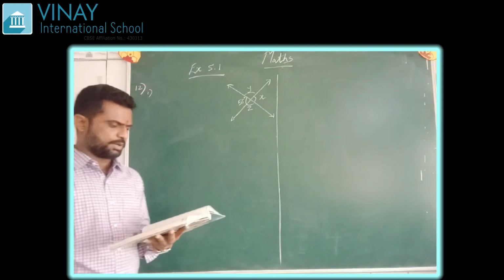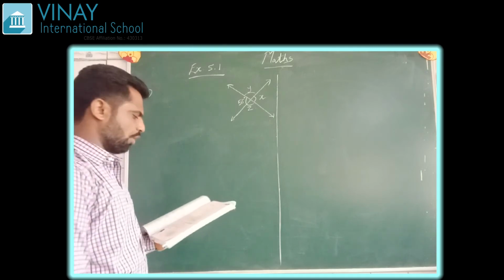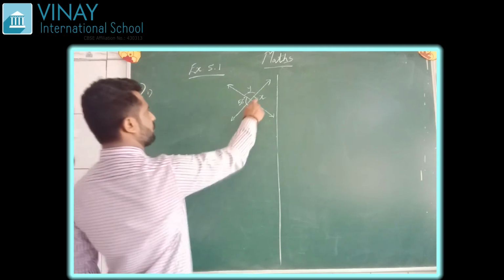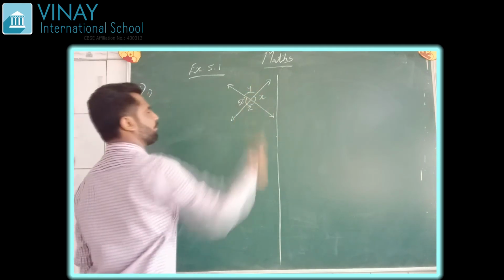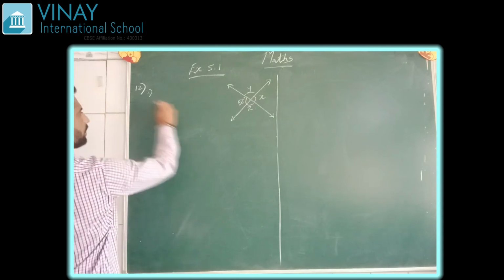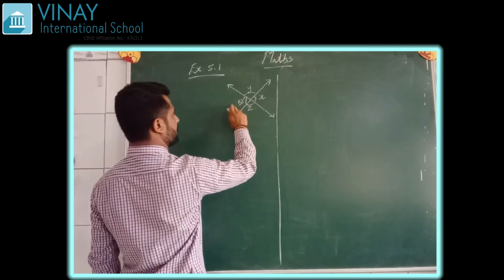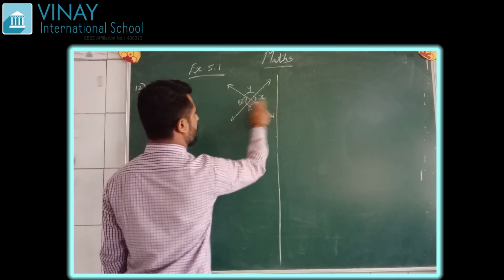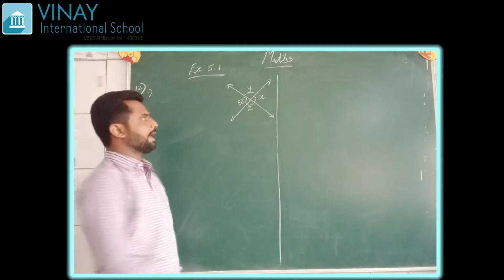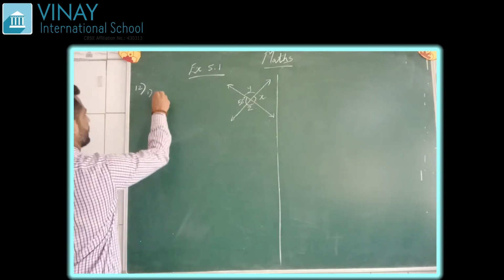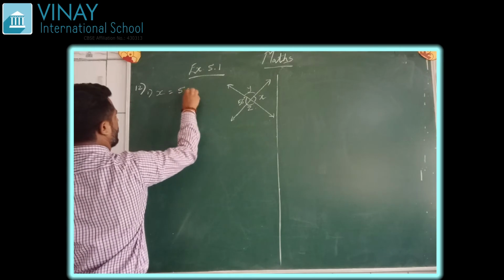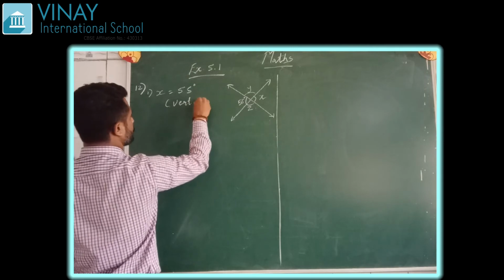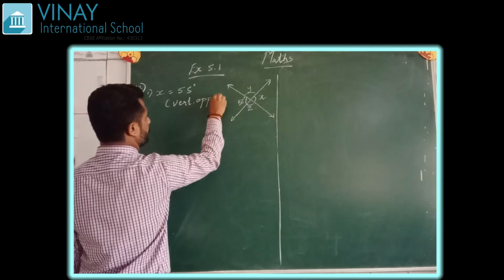Now, in question number 12, find the value of x, y and z in each of the following. We have to find out the value of x, y and z from this figure. Now, if we see the figure, we will find that this angle x is equal to 55 as these both angles are vertically opposite angles. So we can say that x is equal to 55 because we have to write the reason also, they are vertically opposite angles.